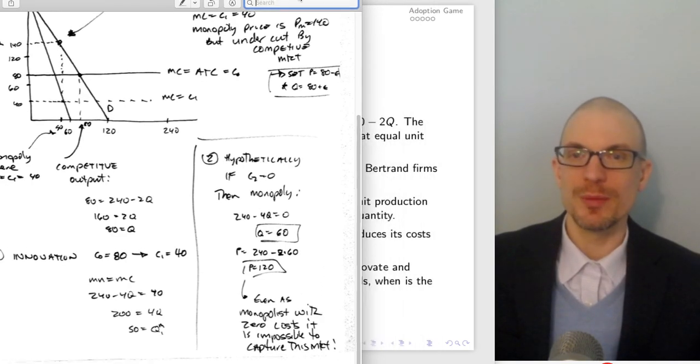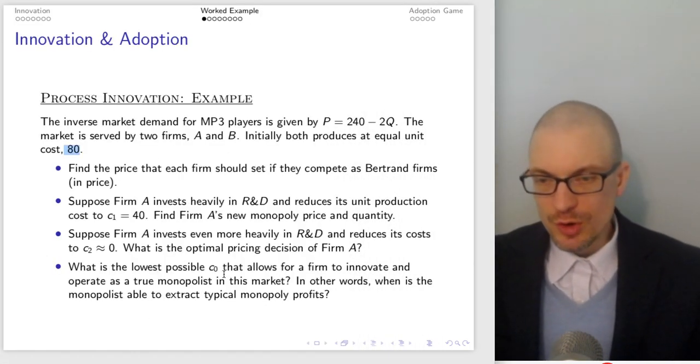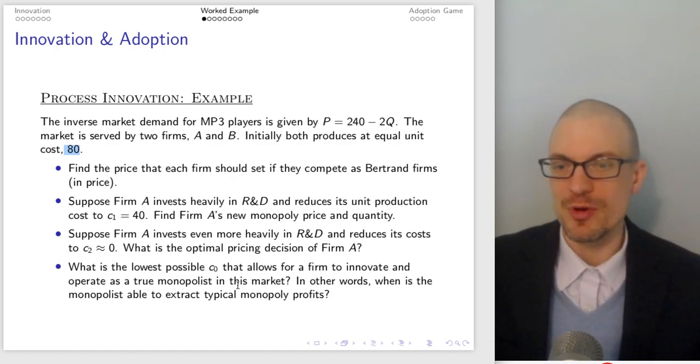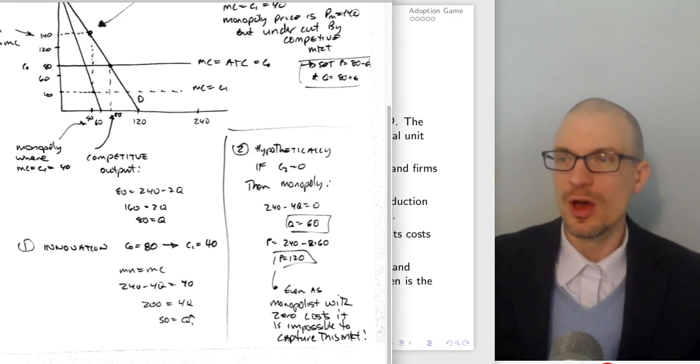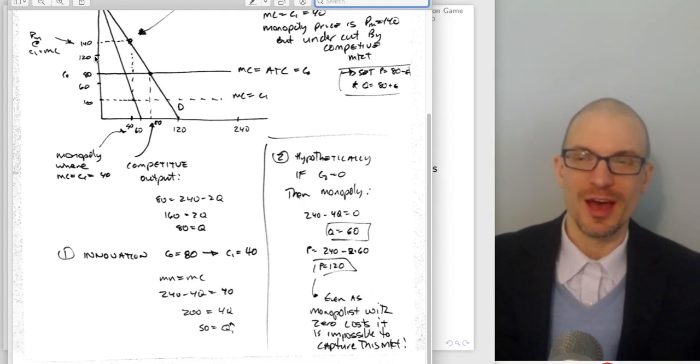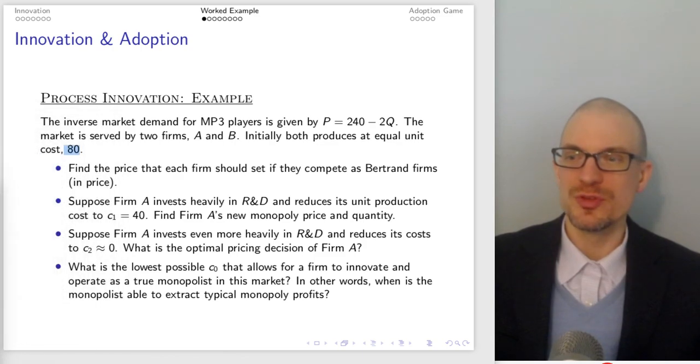So my follow-up question was, what's the lowest possible initial starting point cost that allows the firm to innovate and operate as a true monopolist in this market? Oh, we need everybody else's cost to be a little bit above 120. If everybody else's cost was like 120 plus epsilon, I could set a monopoly price of 120 and I'd capture the market as a true single price monopolist. So that's the answer. All right, now let me go through this in the slides.